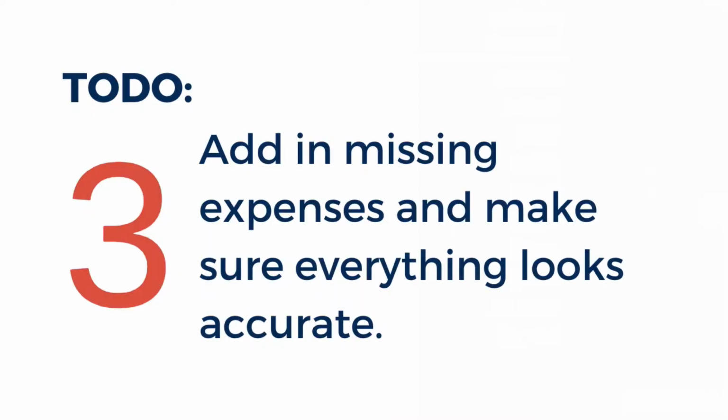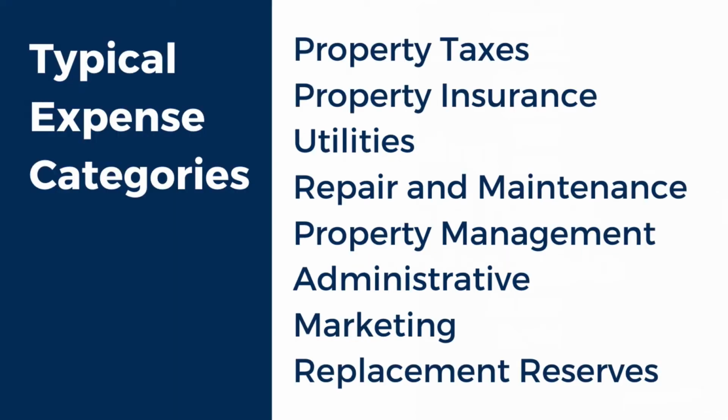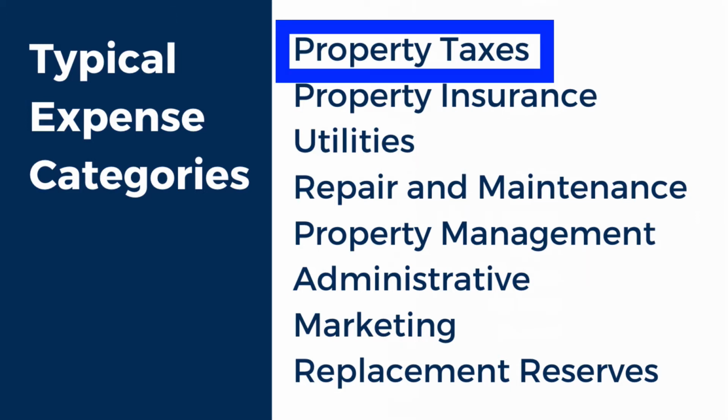So here's where the analysis really kicks in. We have to look for missing expenses, and we need to make sure everything looks accurate. To do that, you need to have a starting point. Here are some typical expense categories at most properties. This may not be all inclusive, but it's a good place to start. Let's start with property taxes.